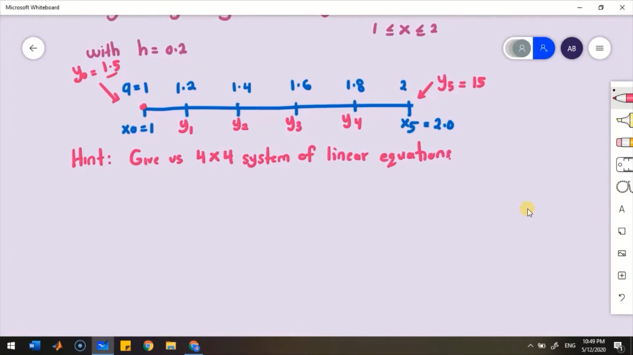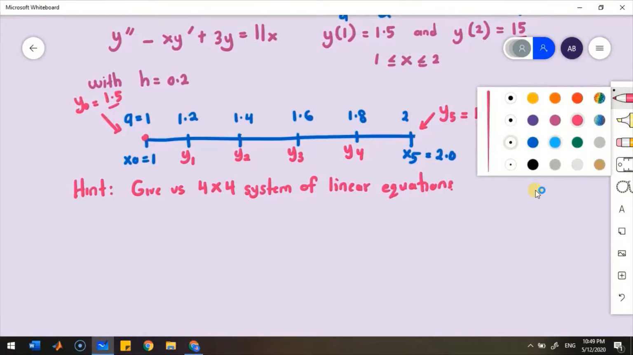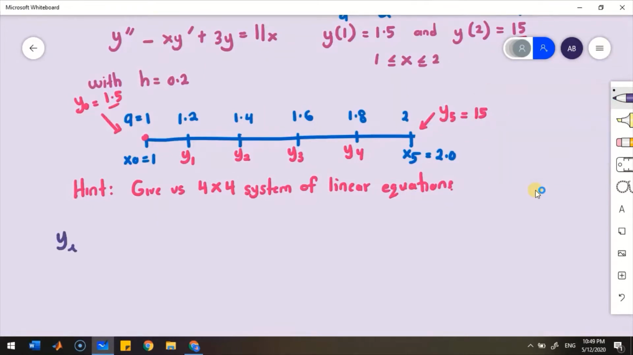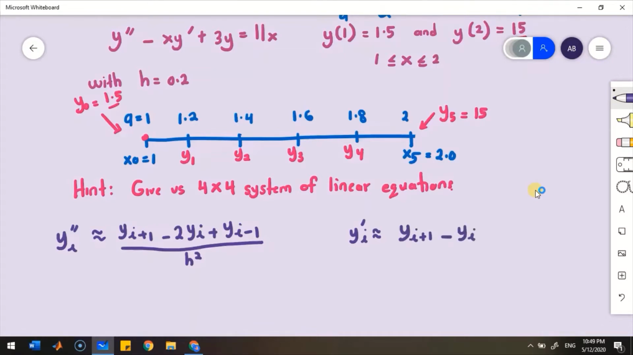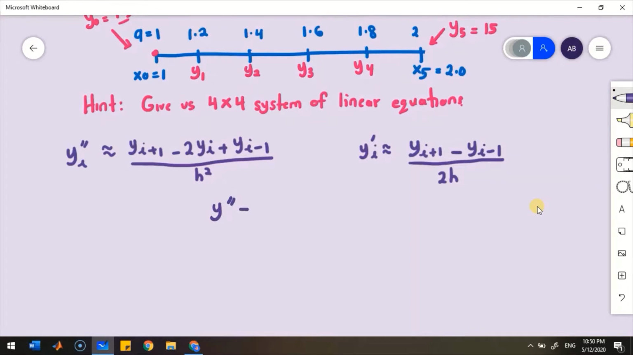Okay, so we know that this is a second order derivative. We have the finite difference approximation for the second derivative, given as the central difference: y_{i+1} minus 2y_i plus y_{i-1} divided by h squared. For the first derivative, we also have the central difference formula: y_{i+1} minus y_{i-1} divided by 2h.